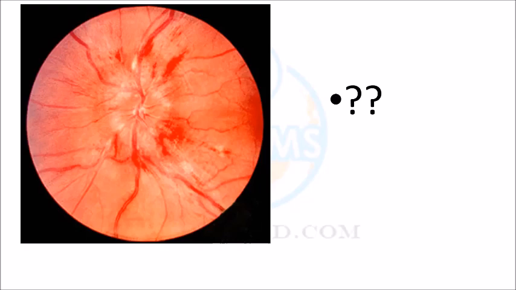Pre-proliferative. We don't use the word pre-proliferative in hypertension; we use it in diabetes. In hypertensive retinopathy there are grades 1, 2, 3, 4. What could be the grade? Yes, it's grade 4, as papilledema is there.